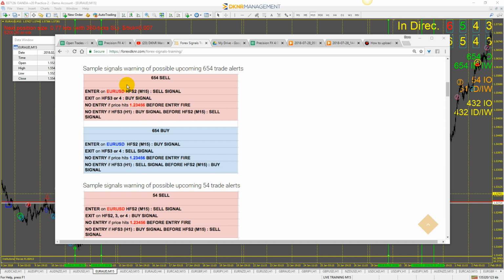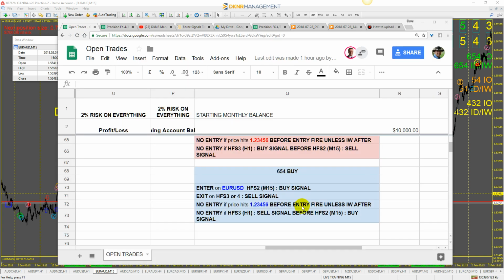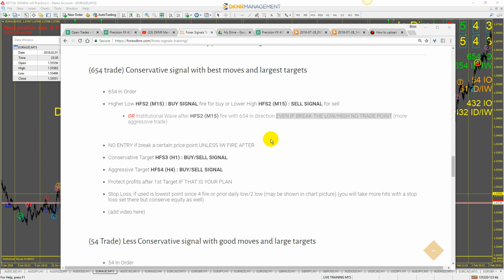This is what the sample signals warning of a possible upcoming trade are going to look like. So the no trade point is right here. It says no entry if price hits this particular price before entry fire. And we have just added in there that it will say unless IW wave after. Like you see right here, it says unless IW after. That's what that means when we say even if it breaks that high-low no trade point that you see in the signals. So there will be no entry if it breaks a certain price point unless there's an IW fire after. And again, that is a more aggressive trade.